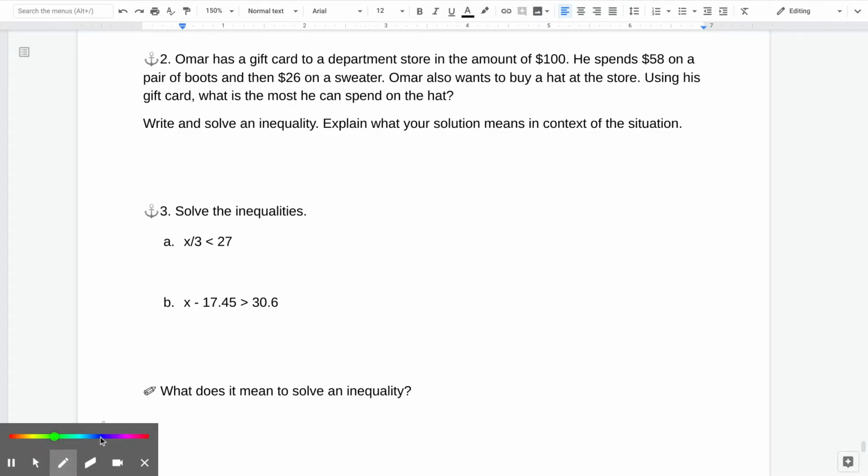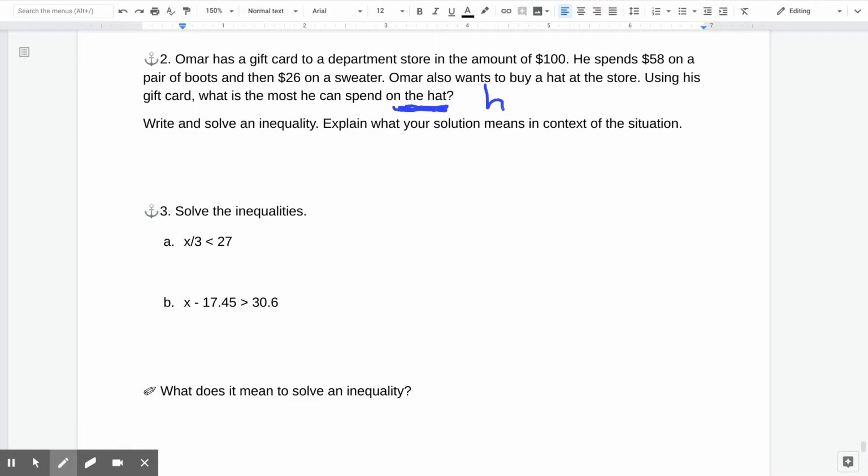So I'm looking here at Omar's situation, and I need to figure out what I want the variable to be. Since I'm wanting to know the value of the hat, I'm going to let h be the value of the hat. So let's see what I know.